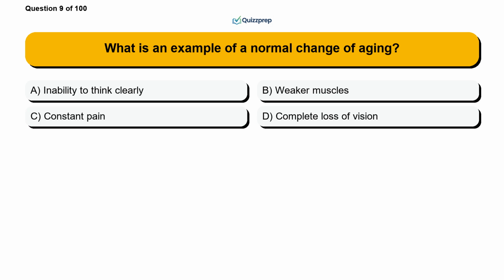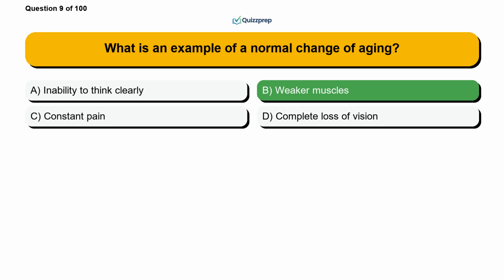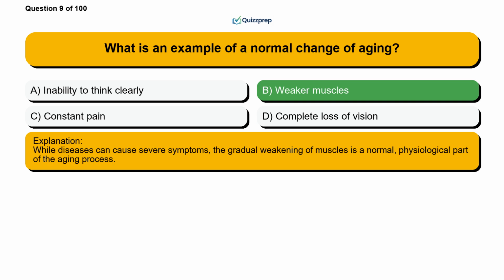Question 9. What is an example of a normal change of aging? Option A, inability to think clearly. Option B, weaker muscles. Option C, constant pain. Option D, complete loss of vision. The correct answer is option B, weaker muscles. While diseases can cause severe symptoms, the gradual weakening of muscles is a normal, physiological part of the aging process.